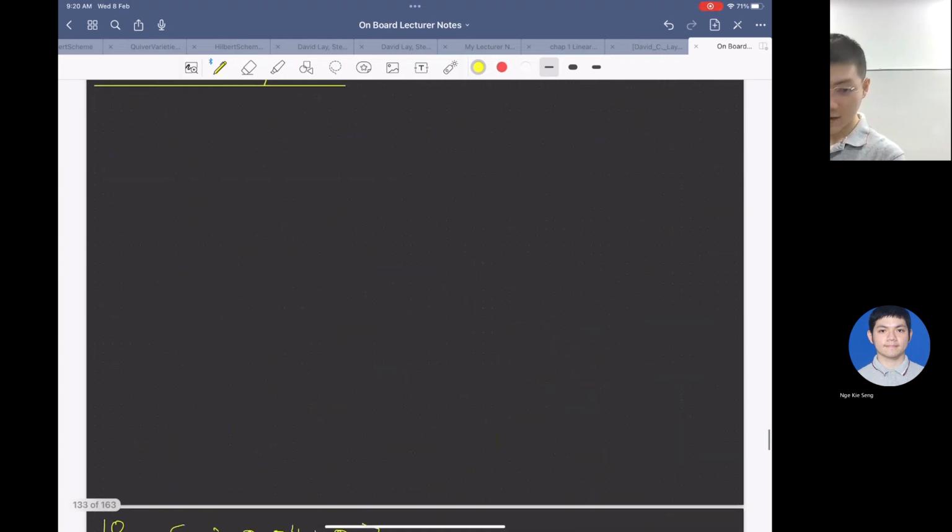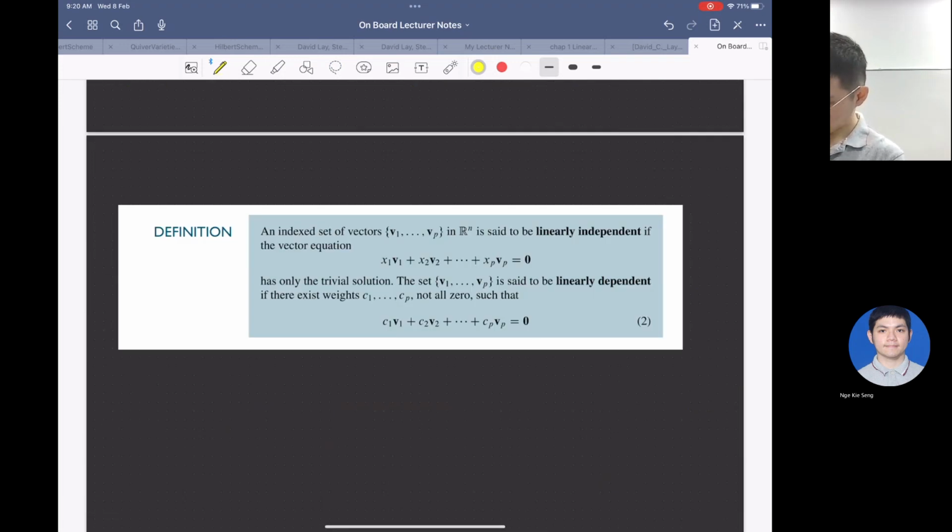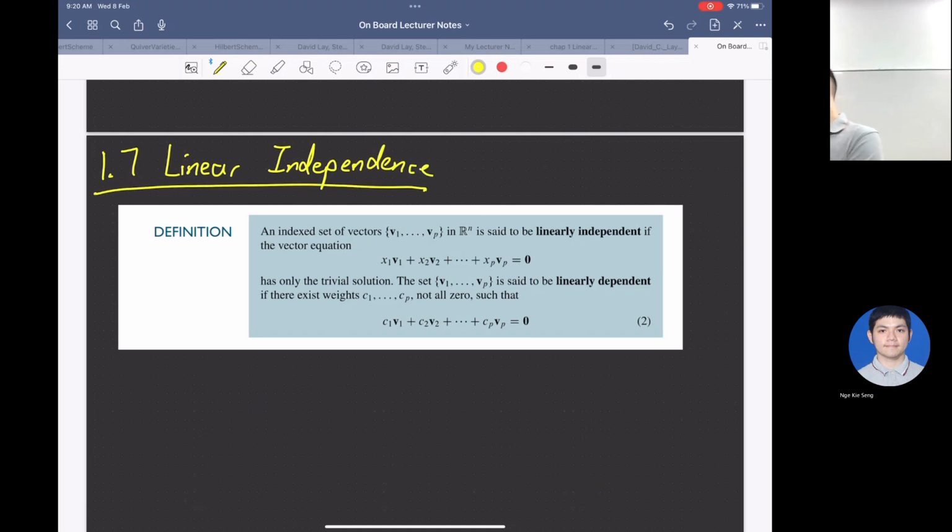So what is linear independence? I have the solid definition with me. This has to be a relation between vectors, because we care about vectors now. It's a relation on vectors: how are they independent of each other? What do you mean by independent of each other?